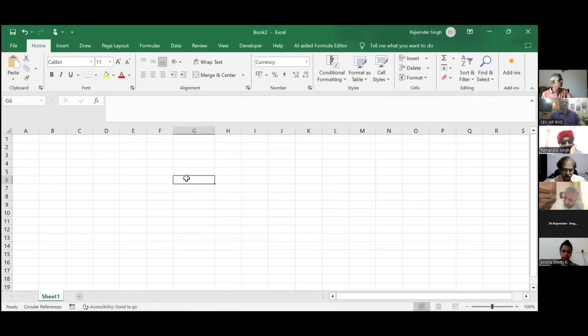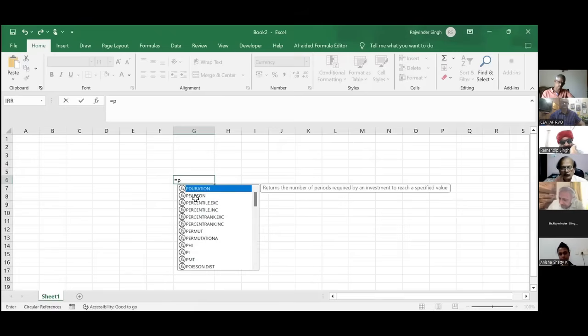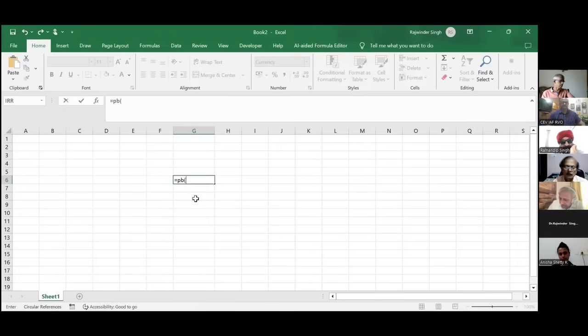For that, simply go to Excel. You type out the present value of rupees 3 lakh for 50 years at 14% rate of interest. So you just simply type PV, bracket start.